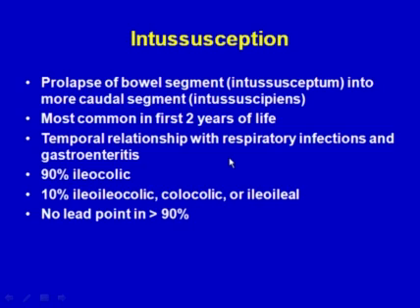I'd now like to discuss intussusception. This, as you know, is a prolapse of one bowel segment, the so-called intussusceptum, into a more caudal segment, the intussuscipiens. It is most common in the first 2 years of life, and there is a temporal relationship of intussusception with respiratory infections and gastroenteritis. The vast majority of intussusceptions occur in the ileocolic region, with a much smaller proportion being either ileocolic, colocolic, or ileo-ileal. And in the vast majority of these patients, there is no identifiable lead point.